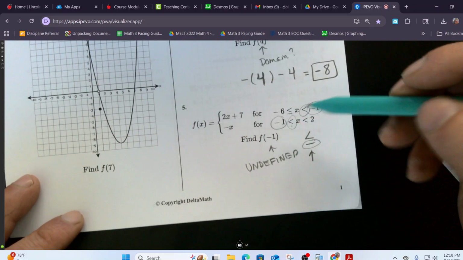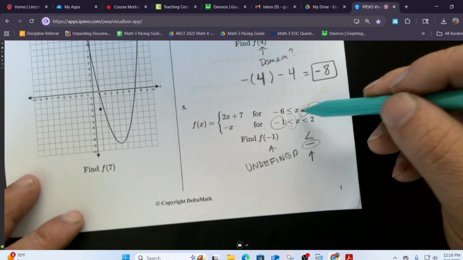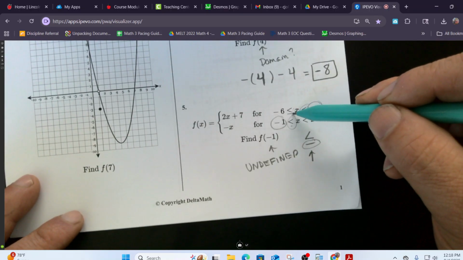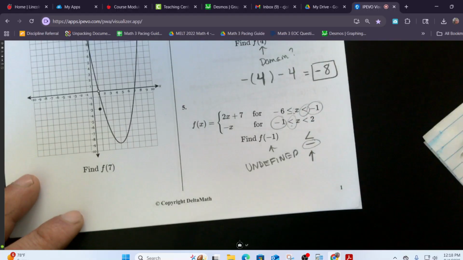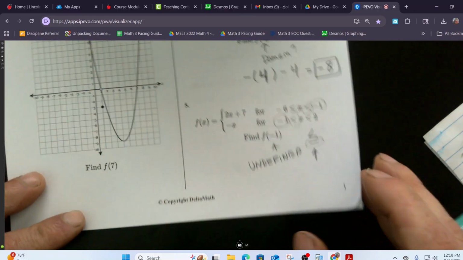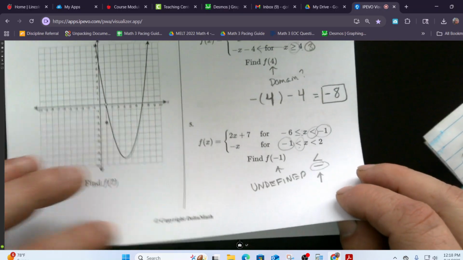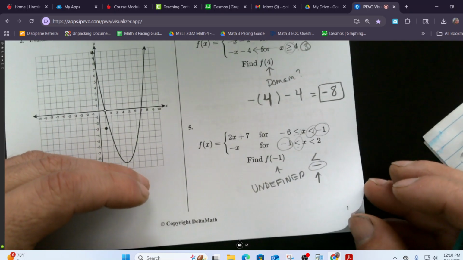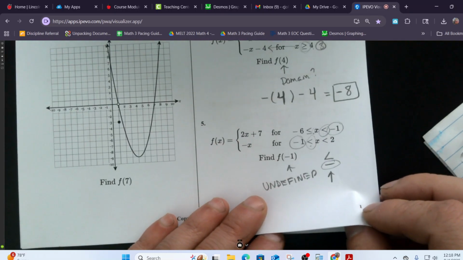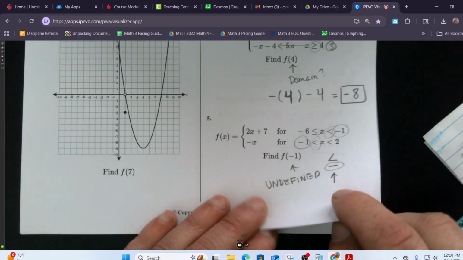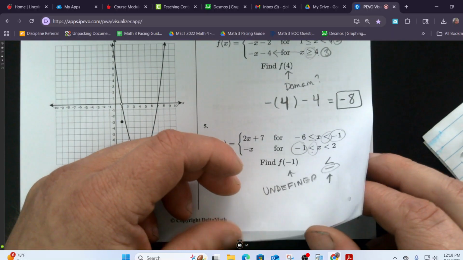Guys, just remember that. It's all about the equal to. Remember, with absolute value it didn't really matter a whole lot, but with piecewise it does matter. If you don't know why this is undefined, you need to let me explain it to you. Okay?